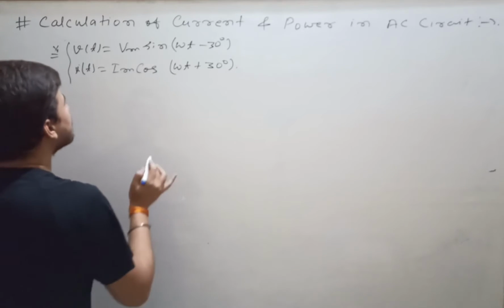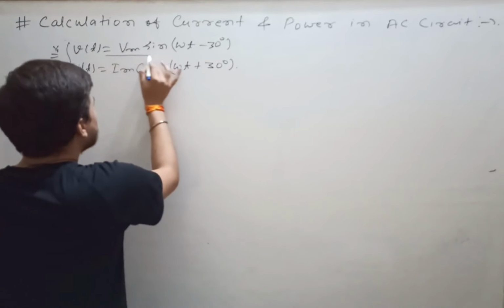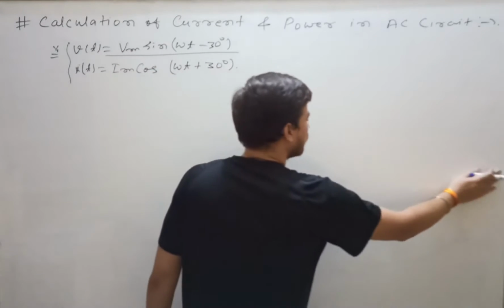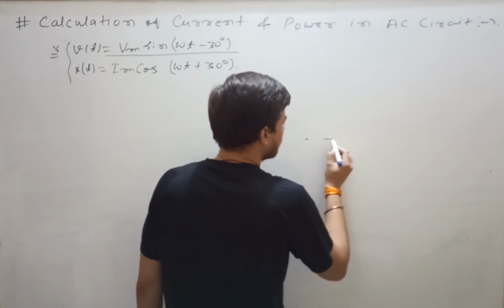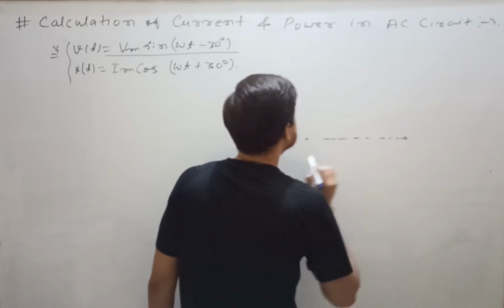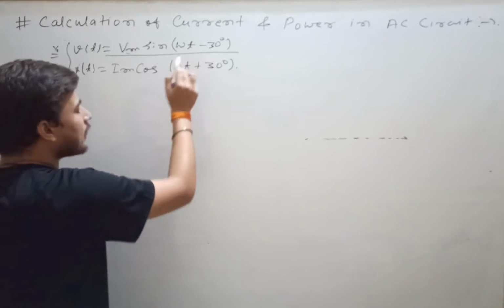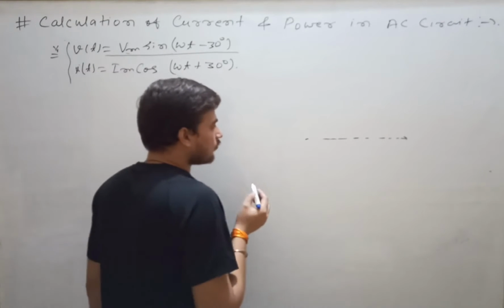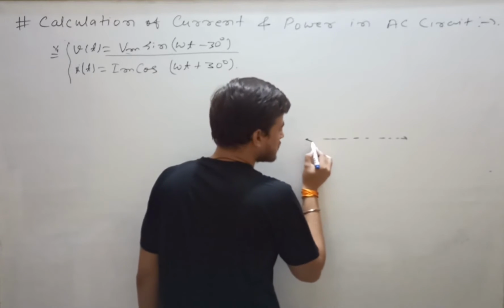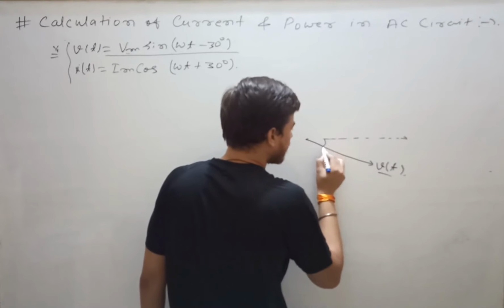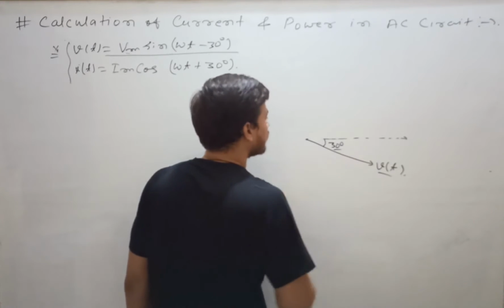How will you draw the phasor diagram? Take voltage as the reference. Generally voltage is taken as reference. So here you see, this is the horizontal axis. Now they are giving you Vm sin omega t minus 30 degree. That means this will be the waveform for voltage. This angle is 30 degree.